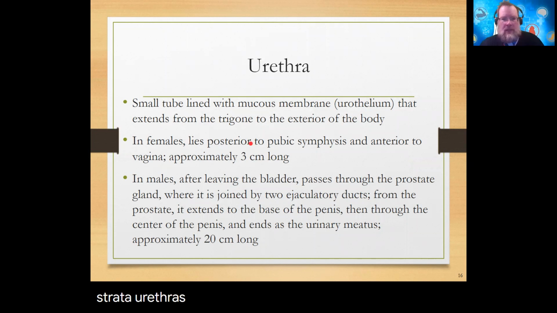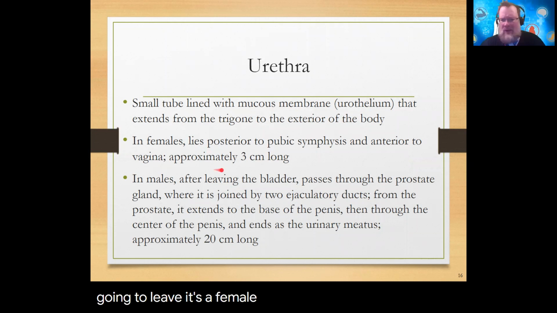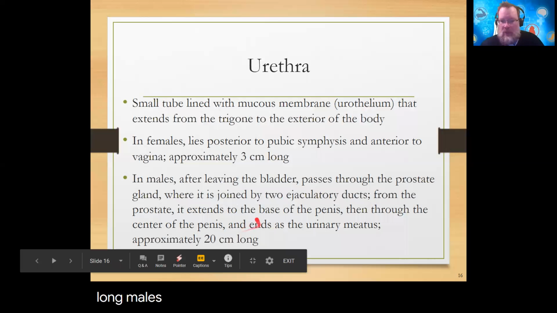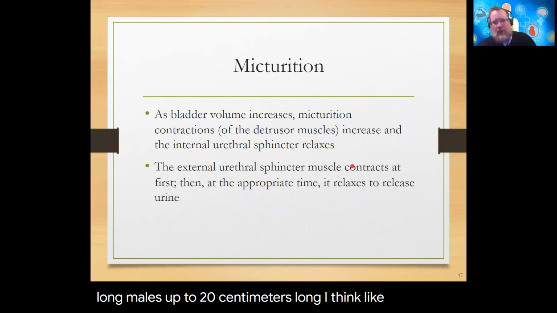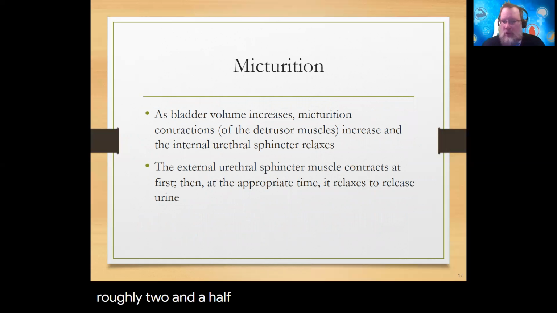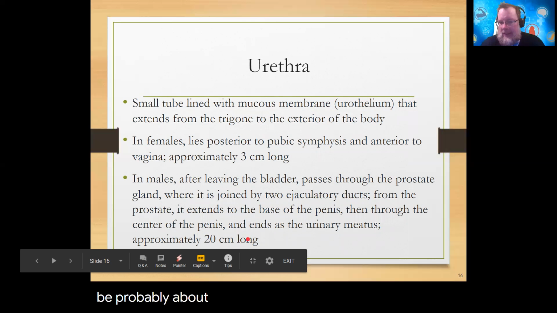Urethra, again, mucous membrane lined epithelium. It's going to leave. So females, only 3 centimeters long. I think I said it can get up to 6. We have 3 to 6 centimeters long. So you're talking like 1 to 2 inches long. Males up to 20 centimeters long. And it's roughly 2.5 centimeters per inch, so this would be probably about 8 to 10 inches.